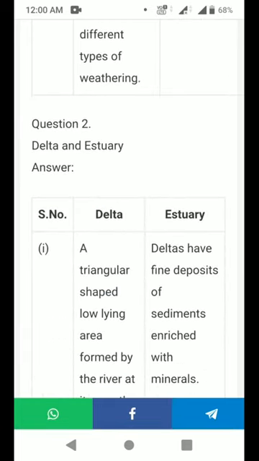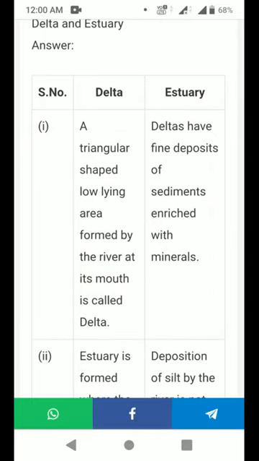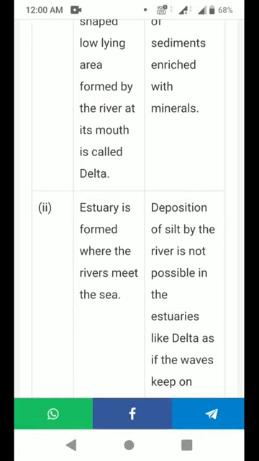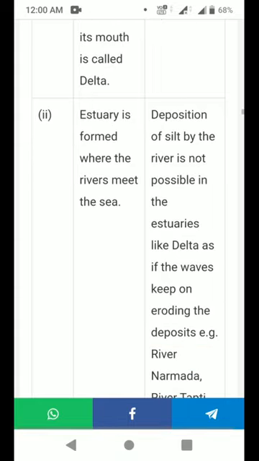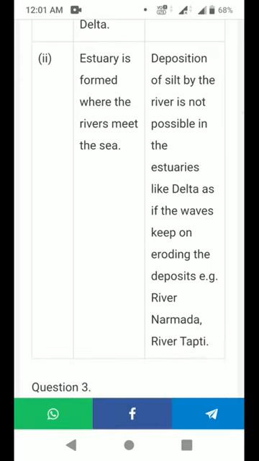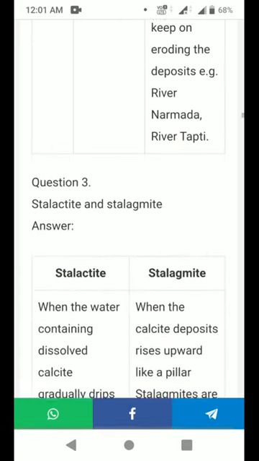Next, distinguish between delta and estuary. Delta: a triangular shaped low-lying area formed by the river at its mouth is called a delta. Deltas have fine deposits of sediment enriched with minerals. Estuary: an estuary is formed where the river meets the sea. Deposition of silt by the rivers is not possible in estuaries like in deltas, as the waves keep on eroding the deposit. Example, river Narmada, river Tapti.